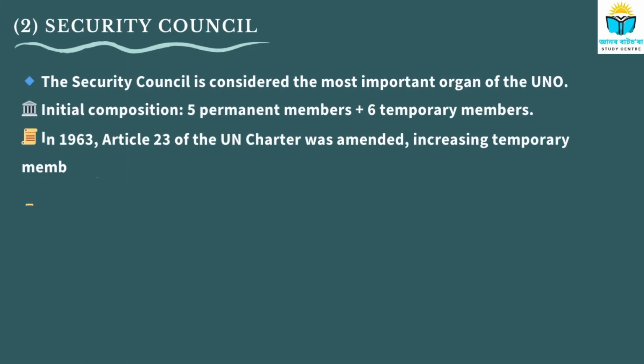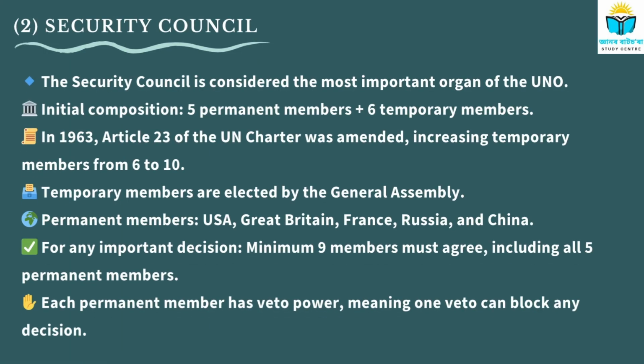Now let's move on to one of the most powerful organs of the United Nations, the Security Council. It plays a key role in maintaining international peace and security. That's why it is considered the most important organ of the UNO. Originally, the Council had 5 permanent members and 6 temporary members. But in 1963, Article 23 of the UN Charter was amended to increase the temporary members to 10. These temporary members are elected by the General Assembly for a 2-year term.